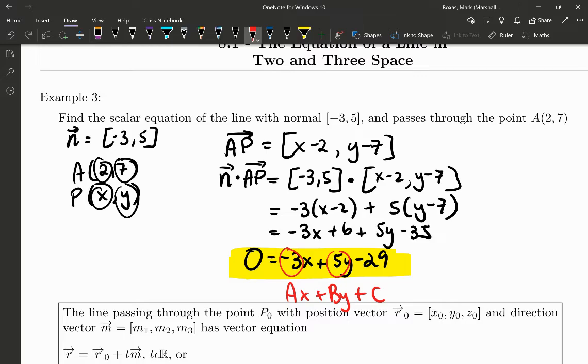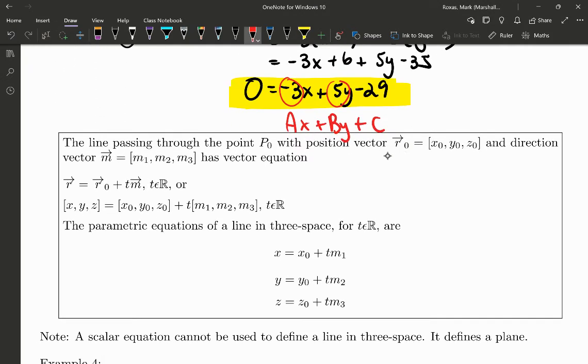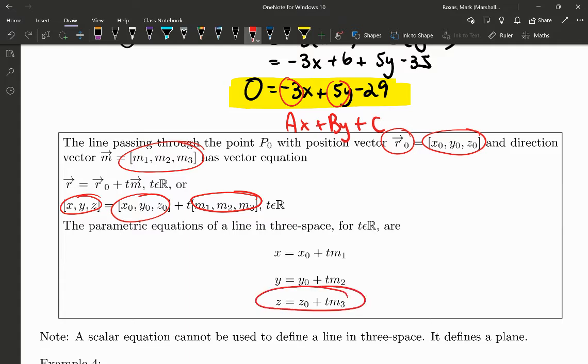Okay. So here's a note: the line passing through the point P with a position vector R0 in 3 dimensions and direction vector in 3 dimensions has a vector equation as well. So we can express vector equations in 3 dimensions, similar to what I showed you in the previous examples. In the first example, just add a z component at the end. Same thing for the parametric. You just add the z component at the end.